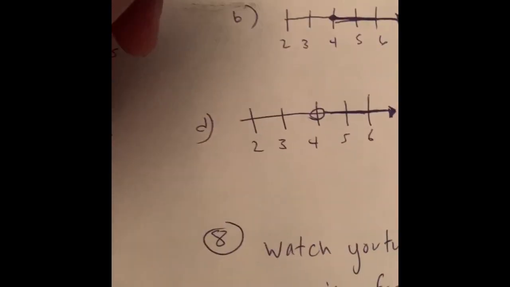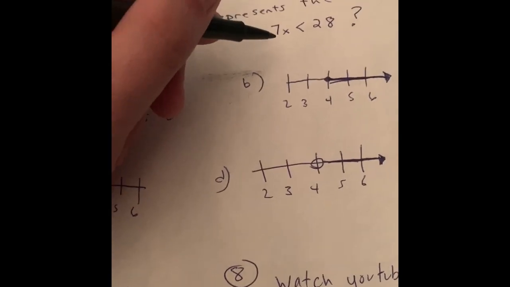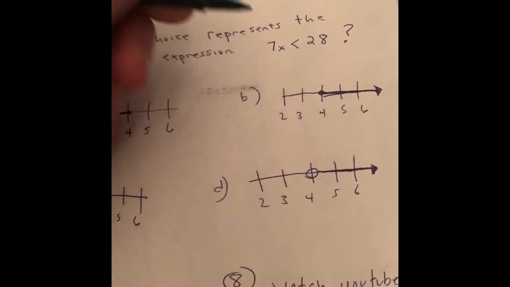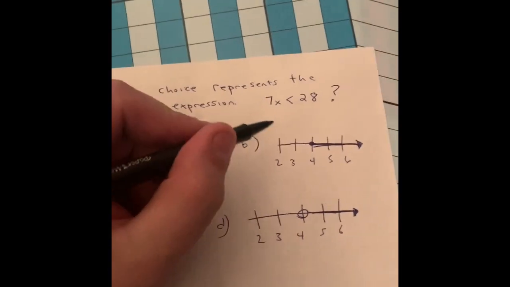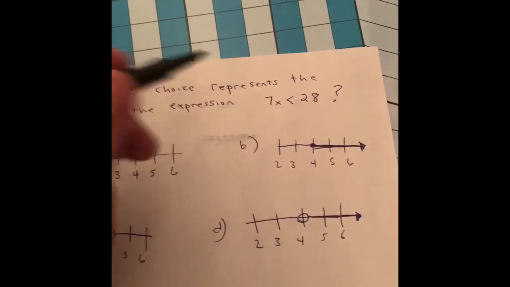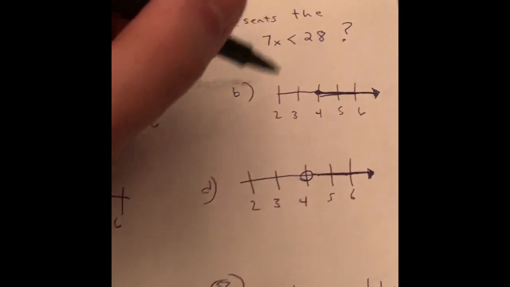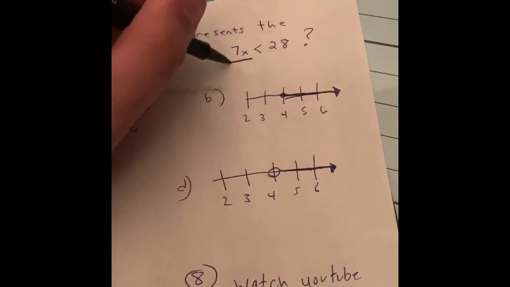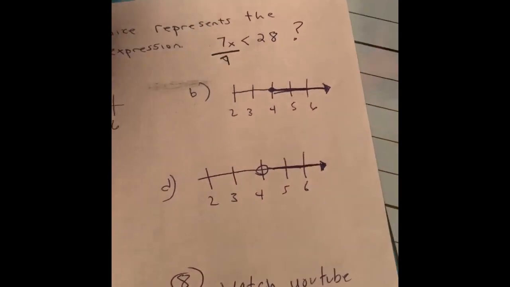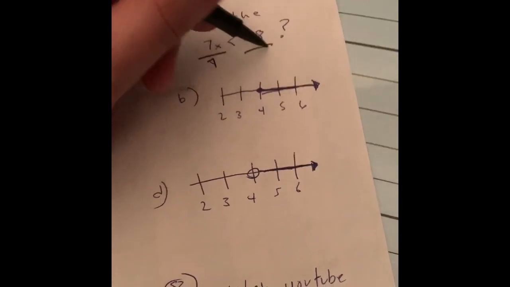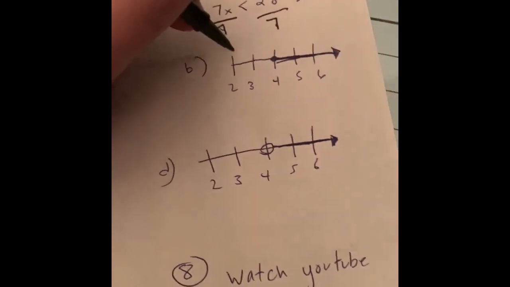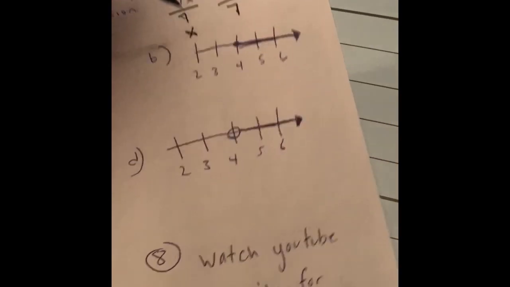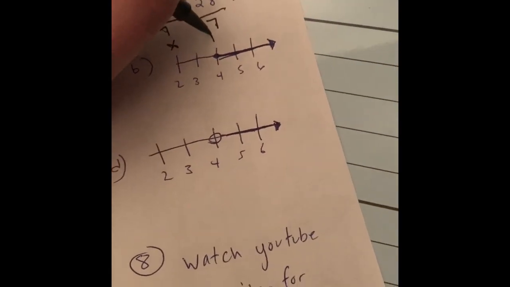The first thing that we have to do is ask, are the 7 and the letter connected? Are they squished together? If they are squished together, that means they're together through multiplication. The only way to undo this multiplication is by division. So we have to divide both sides by 7. So 7x divided by 7 will leave us with x, and then 28 divided by 7 will leave us with 4.